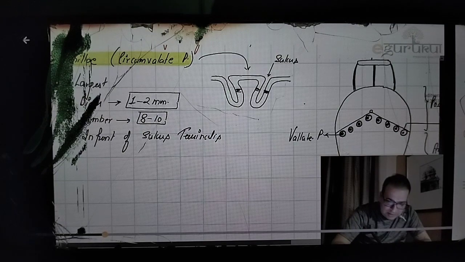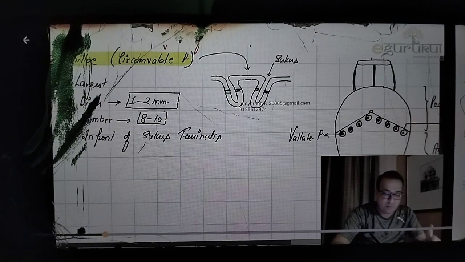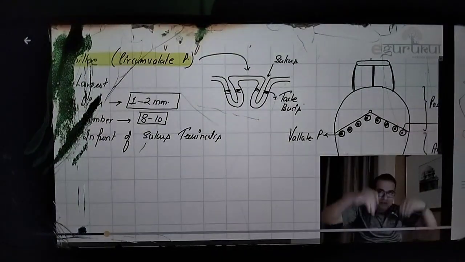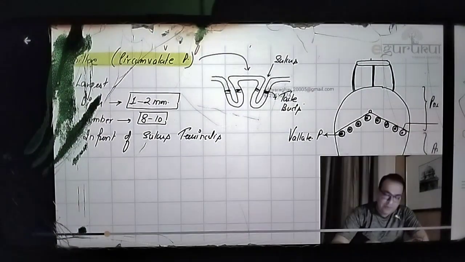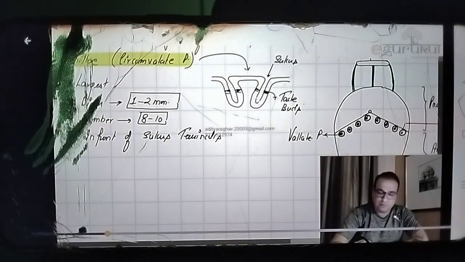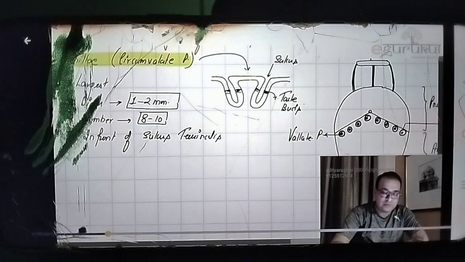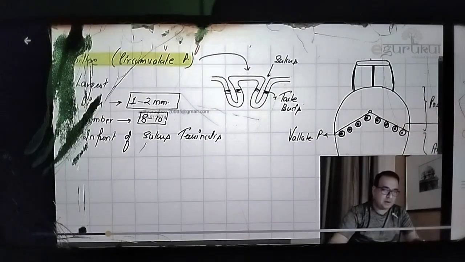So taste buds in the circumvallate papillae, you will not see them on the surface. That's an important point to remember: the taste buds are present in the sulcus. When the lining epithelium dips inside, that is where you have the taste buds. In fact, the seromucous glands are also opening in the sulcus only. So the surface here does not have the taste buds. Their taste buds are present within the sulcus.